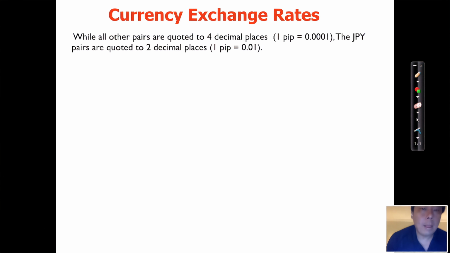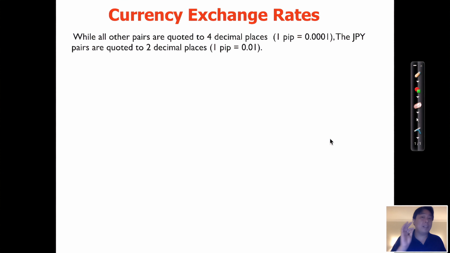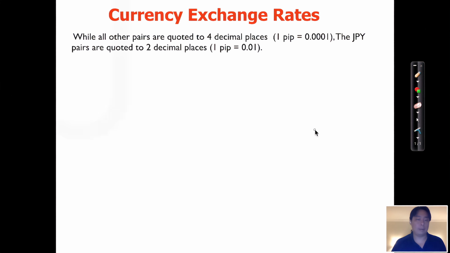Okay. Now, understand that all currency pairs, except the ones with Japanese yen in them, are always quoted to 4 decimal places. So 1 pip is 0.0001. That's 1 pip, which I mentioned earlier on. But anytime you've got a Japanese yen in the pair, like dollar yen, pound yen, anything with a yen, the pairs are always quoted to 2 decimal places. So whenever you have a yen, 1 pip is the 2nd decimal place, for any of the yen pairs.